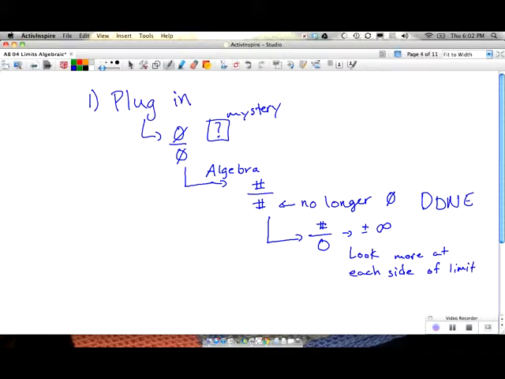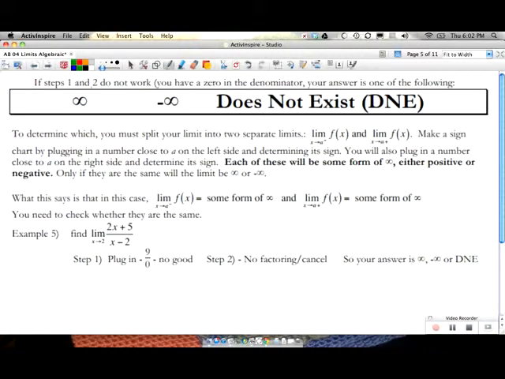So let's just put that into practice. Let's see what's going on. So we see this one. If the first two approaches do not work, in other words, we're still having a 0 in the denominator, then it's going to be one of these options. Either it doesn't exist, it's infinity, or negative infinity.